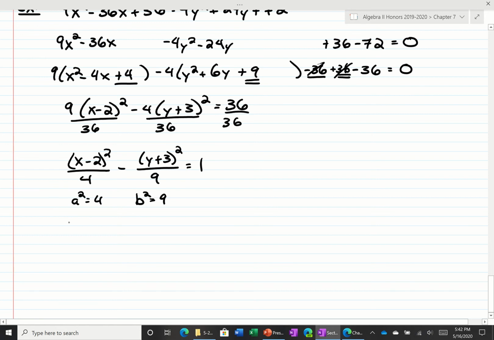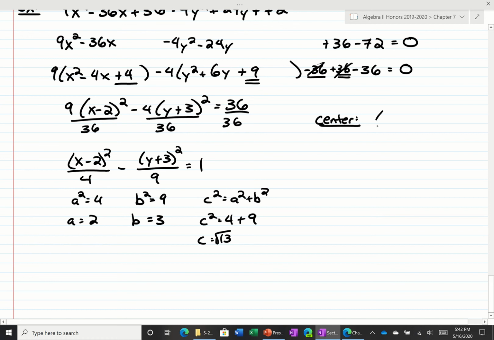So let's get into this. We know that a would be 2, b would be 3, and c squared would equal a squared plus b squared. So c squared would equal 4 plus 9, which is 13. All right, so our center would be 2, negative 3.